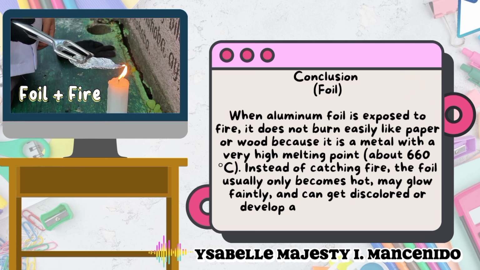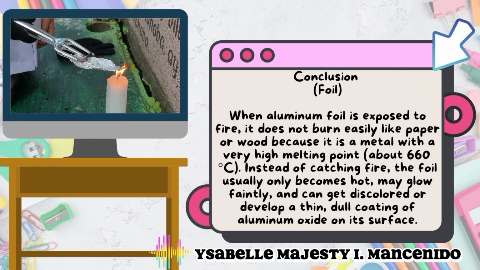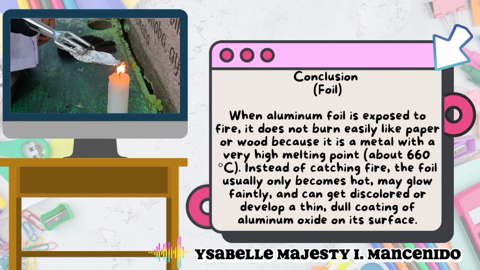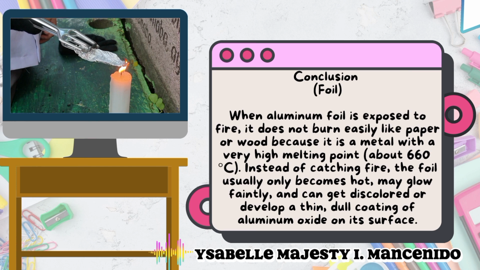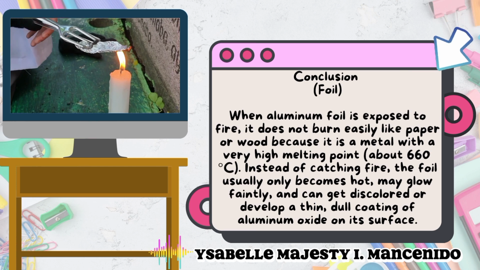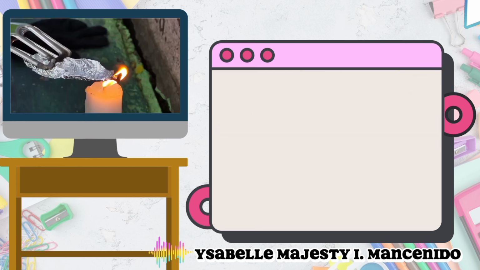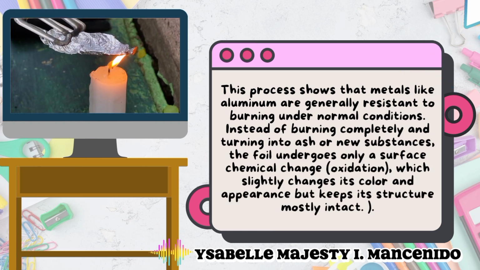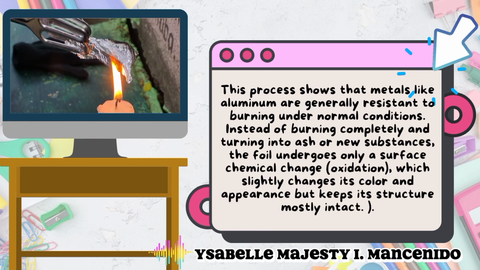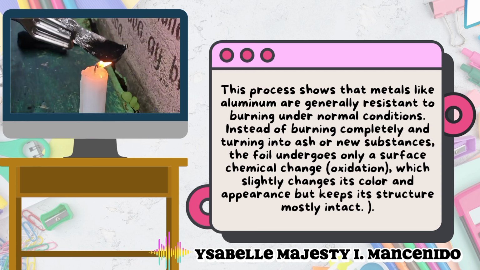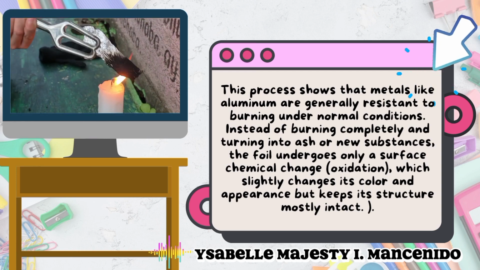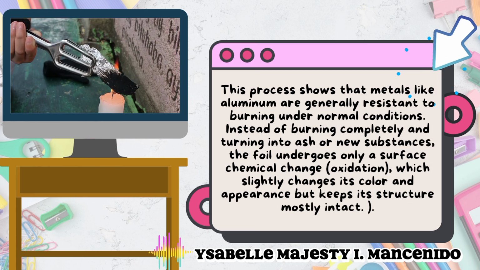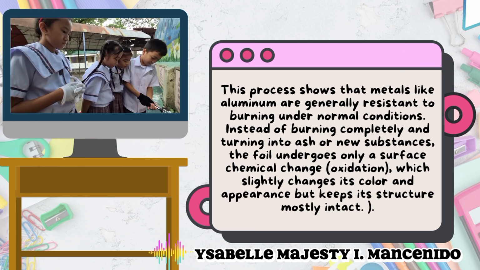Instead of catching fire, the foil usually only becomes hot, may glow faintly, and can get discolored or develop a thin dull coating of aluminum oxide on its surface. This process shows that a metal like aluminum is generally resistant to burning completely and turning into ash or a new substance. The foil undergoes only a surface chemical change, oxidation, which slightly changes its color and appearance but keeps its structure mostly intact.